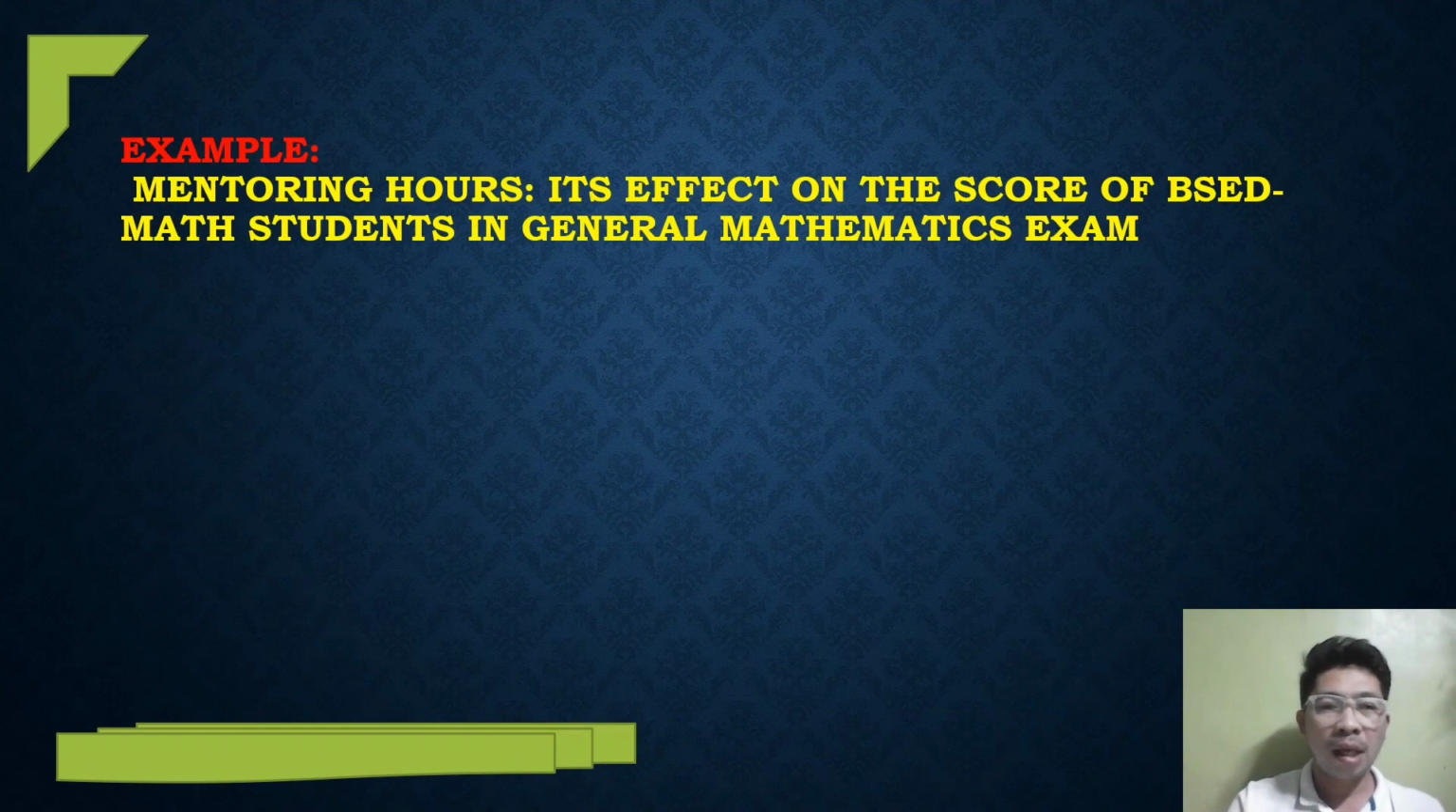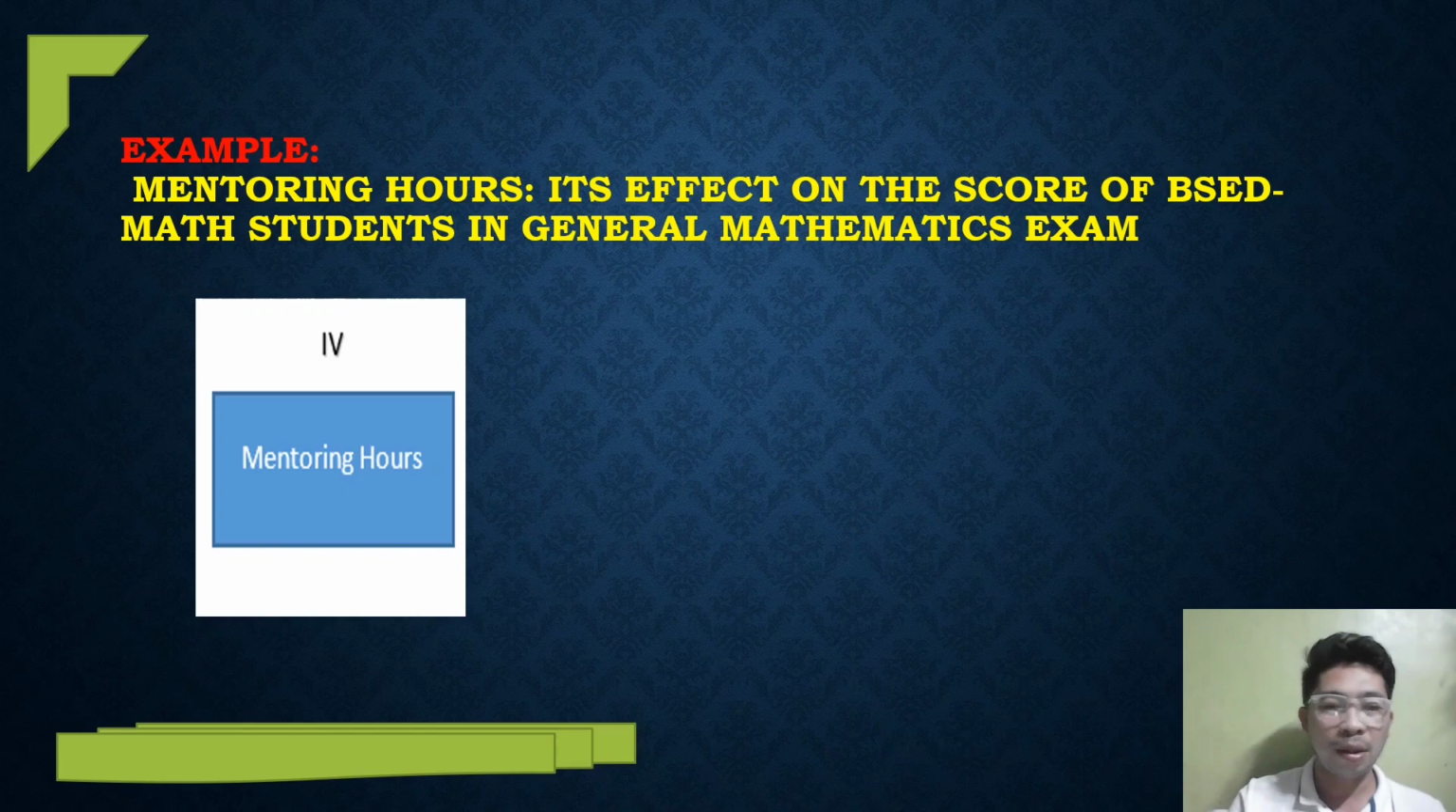Okay, so taking an example, for instance, we have this title, Mentoring Hours, its effect on the score of BS and math students in general mathematics exam. Take note that talking about this title, we have the direction. Mayroon po tayong ginawa at saka mayroon pong bunga. So we have now the cause and effect. Now our variables will go like this.